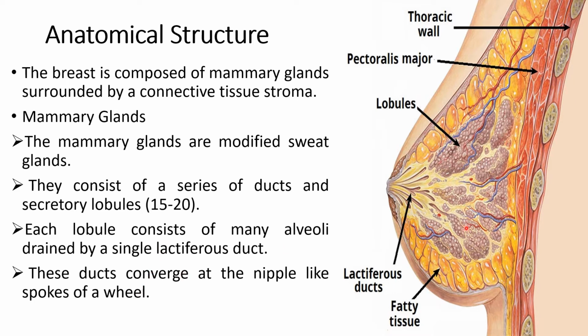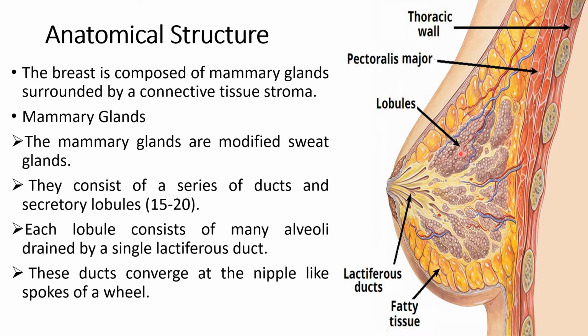In this image, you can see this is the thoracic wall. This is the pectoralis major muscle, and the breast tissue is seen attached to, or in front of, the pectoralis major muscle. Then within the breast tissue, we can see several mammary glands. These are the mammary glands, these dark colored ones, and they are surrounded by connective tissue stroma. These are the connective tissue stroma surrounding the mammary glands. Each mammary gland is a modified sweat gland.